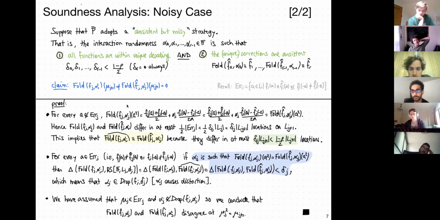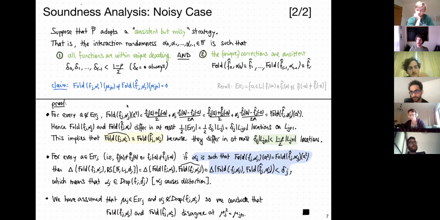So it's a bit of a convoluted argument, right? In some way, we're trying to show that the fold will disagree, and we show that the only way in which the fold of the function and the correction will somehow agree is if we drop distance. And this is exactly why we do the folding in the random way, which prevents dropping. Okay, so that's regarding the analysis of the noisy case.